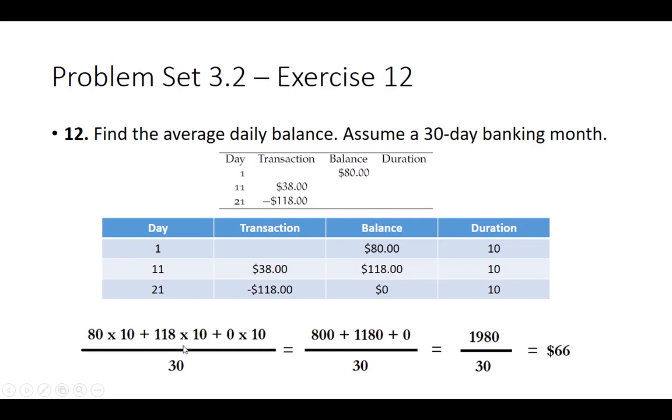Setting up the average, 80 times 10 plus 118 times 10 plus 0 times 10, all over 30. That's 800 plus 1,180 plus 0, or 1,980. Divide that by 30, and we get an average daily balance of $66.